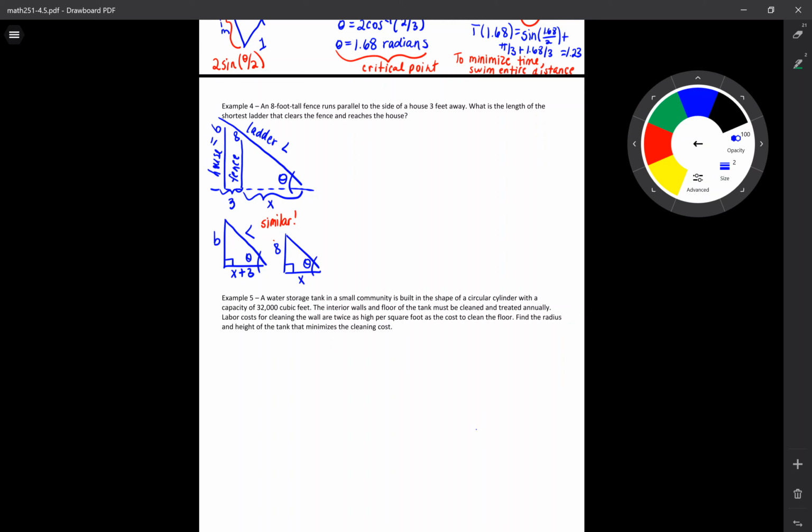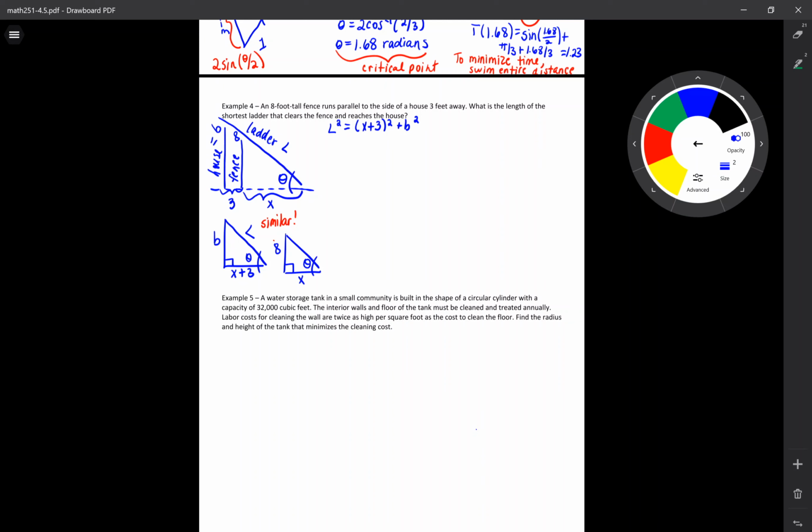So how can I relate all of my variables together, and what is the thing that I want to optimize? Well, I'm trying to minimize the length of the ladder. So how do I relate the length of the ladder and our distance x and b here? Well, I can use the Pythagorean theorem. So I know that L squared is equal to x plus 3 squared plus b squared. But this is in terms of 2 variables, right? And I don't want that. I want this in terms of only x or only b.